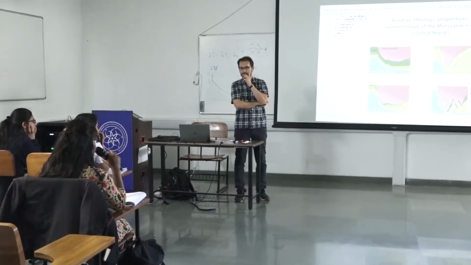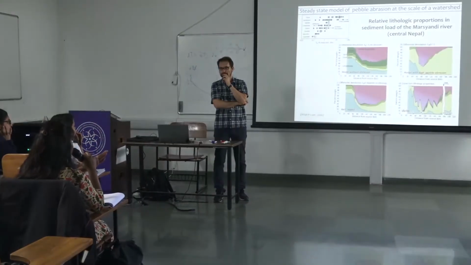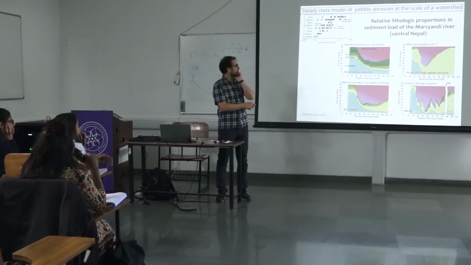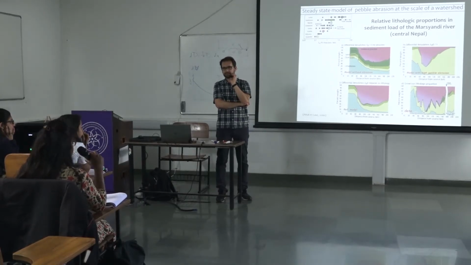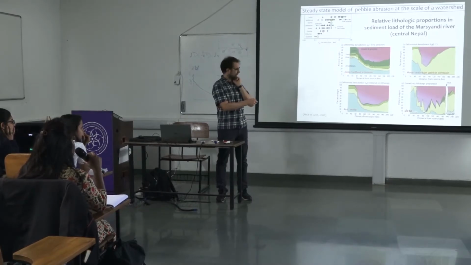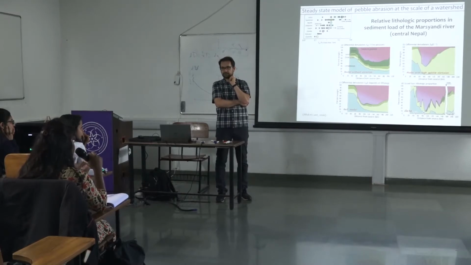So this was, if we see across the strike of the Himalaya from the Tethys to the Narayani river. So I think you made the inference that the data relates that the quartzite is more resistant to abrasion, in these two models. So I was looking at the drainage map.